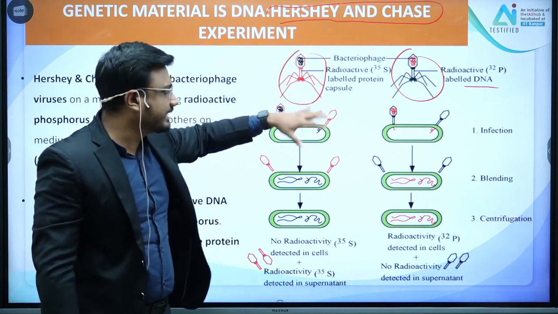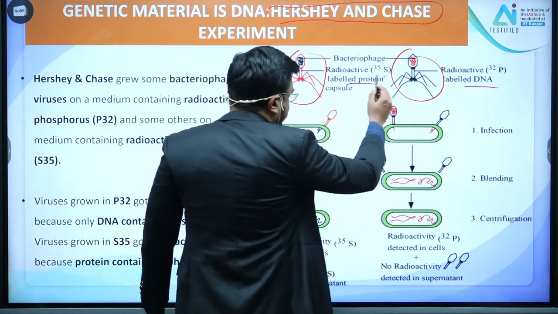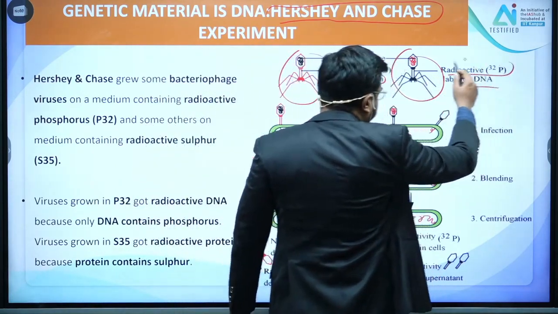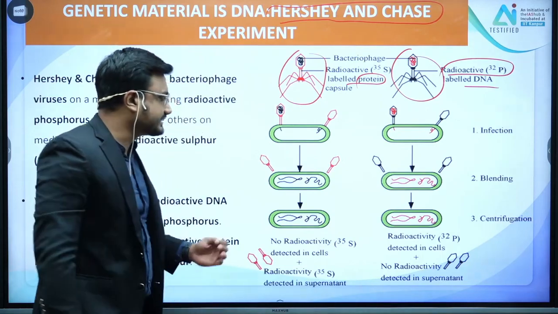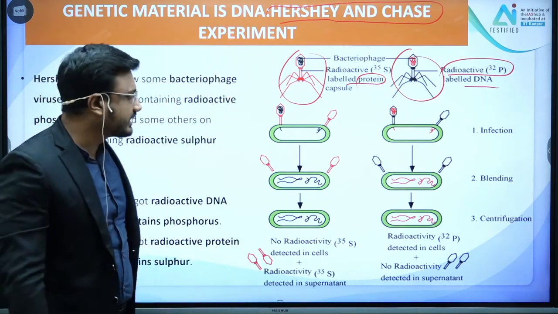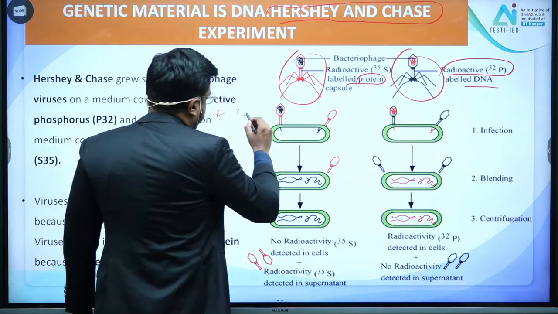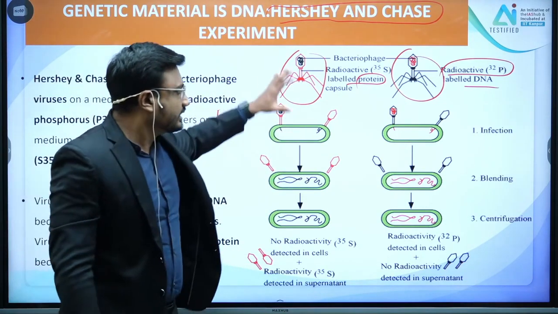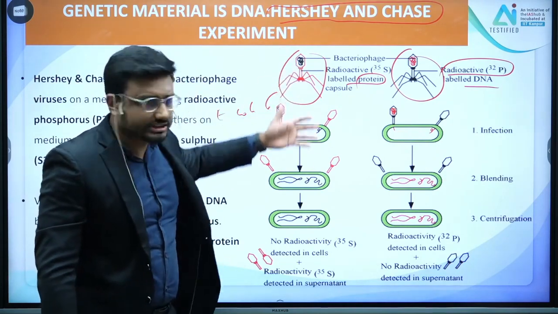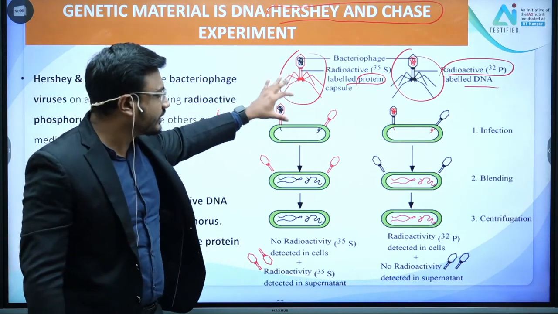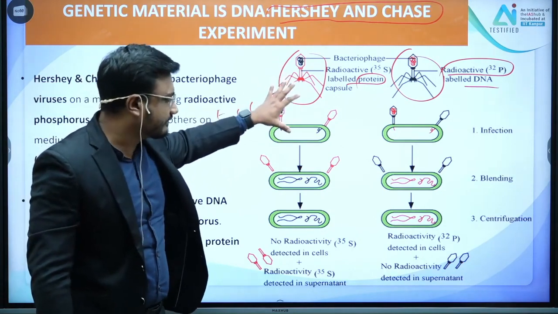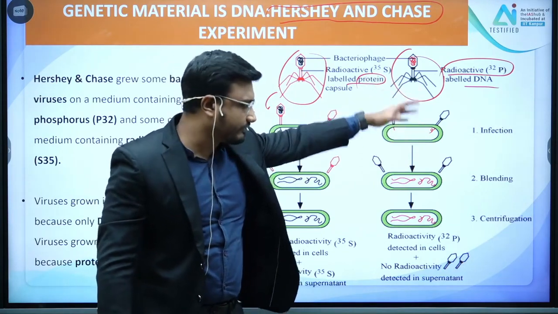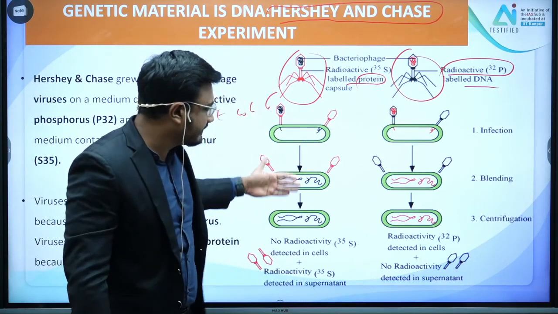Some bacteriophages were labeled with radioactive sulfur in the protein, and some bacteriophages were labeled with radioactive phosphorus in the DNA. They were then made to infect the E. coli cells. As the protein consists of sulfur, it was radioactively labeled with sulfur, whereas DNA consists of phosphorus, so it was labeled with radioactive phosphorus.